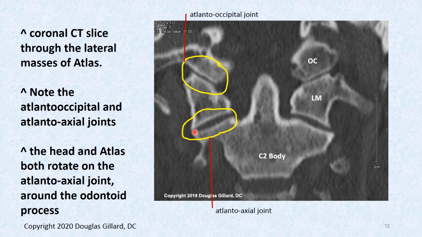Here's a CT. CT is cool because you can put a slice right through whatever you want to look at. Here's a slice right through C2. There's the dens we'll look at. There's the lateral mass of atlas.